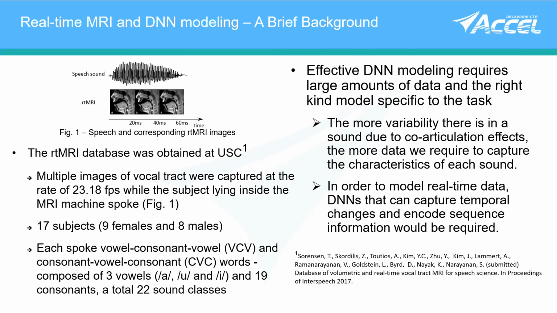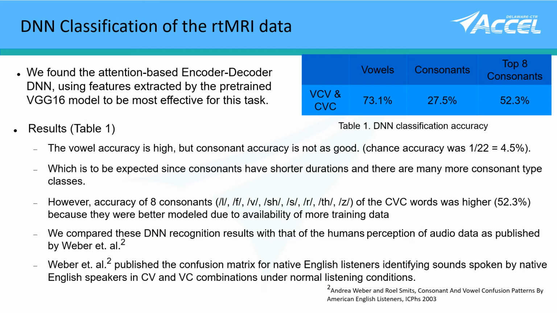Effective DNN modeling requires large amounts of data and the right kind of model specific to the task. The more variability there is in a sound, due to co-articulation effects, for example, the more data we require to capture the characteristics of each sound. In order to model real-time data, DNNs that can capture temporal changes and encode sequence information would be required. In our experiments with DNN classification for the RT-MRI data, we found the attention-based encoder-decoder DNN using features extracted by the pre-trained VGG16 model to be most effective for this task.